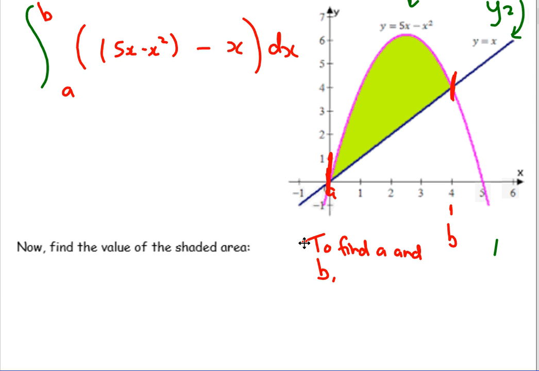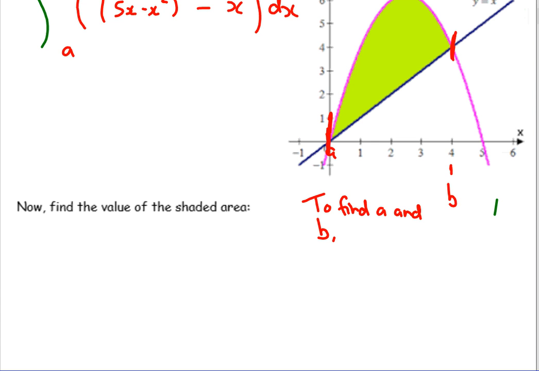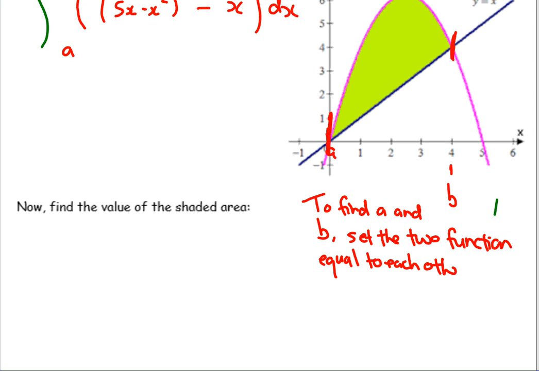You could. Remember at those intersection points, you make them equal. They're equal to each other. So set them equal to each other and solve for x. That's right. At these little points of intersection, well done, they're equal to each other. To find A and B, set the two functions equal to each other and solve for x. So I kind of do that on the side.